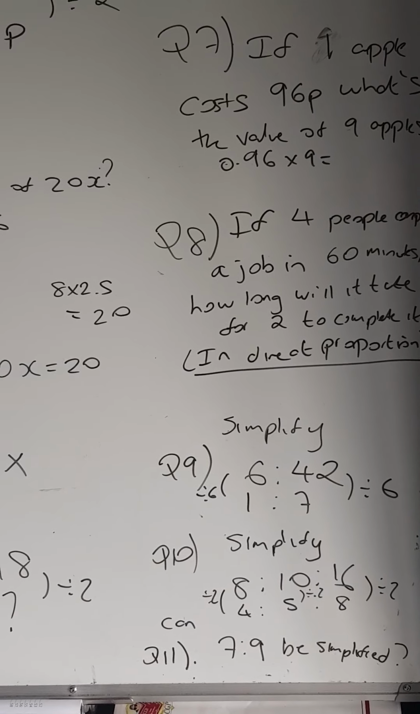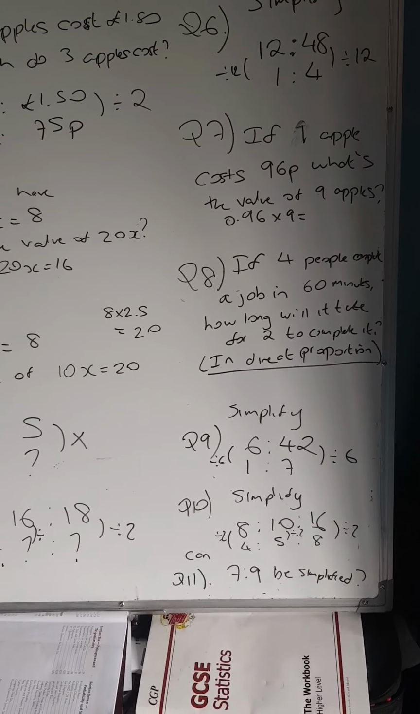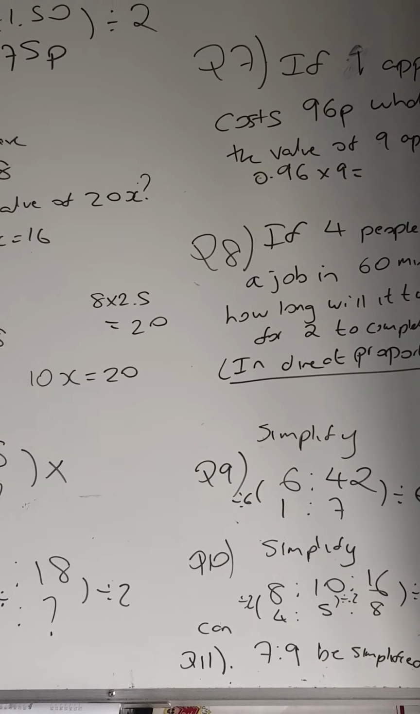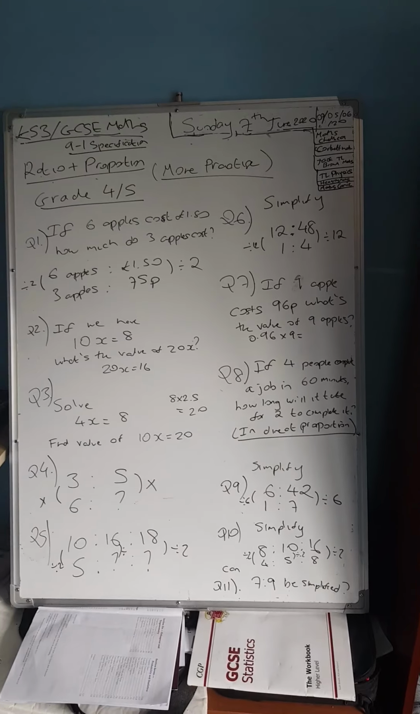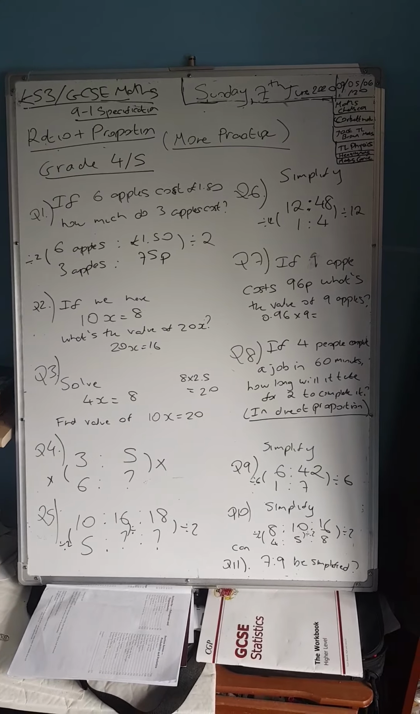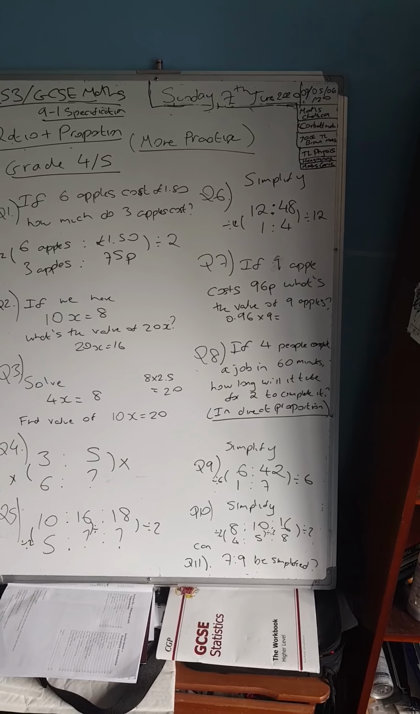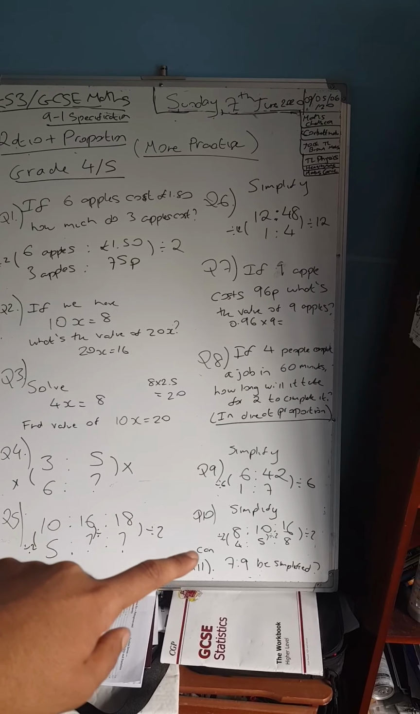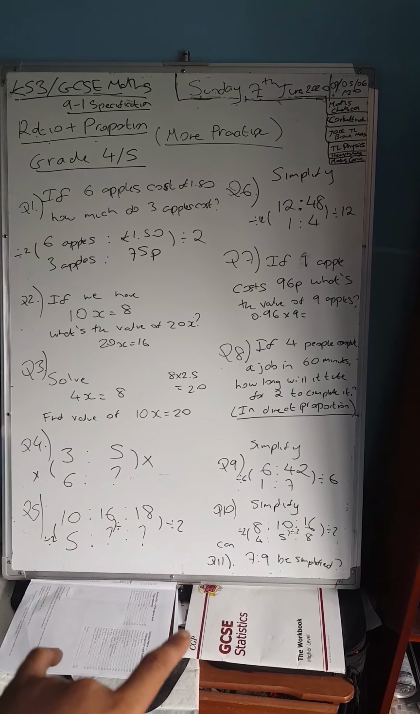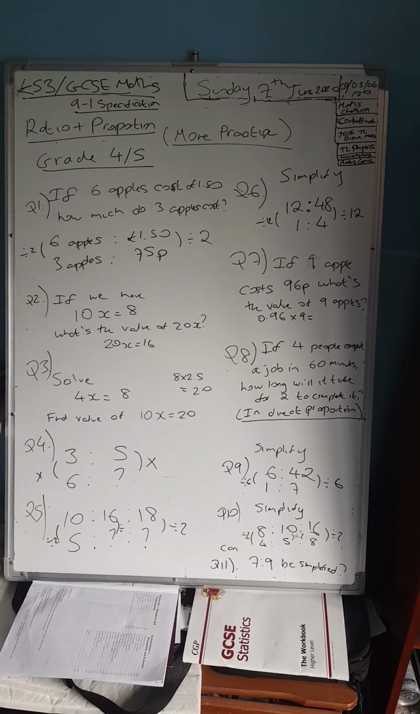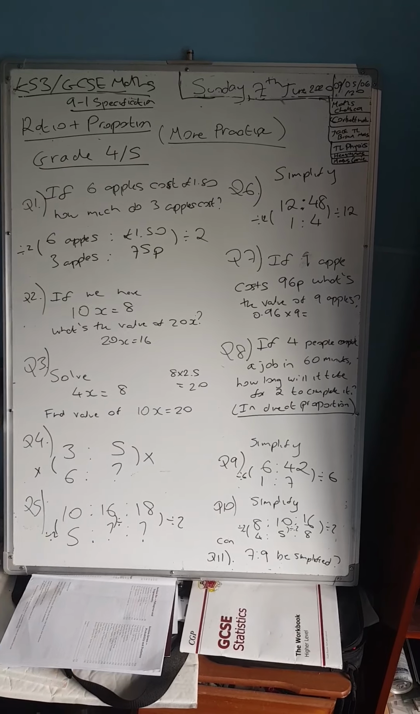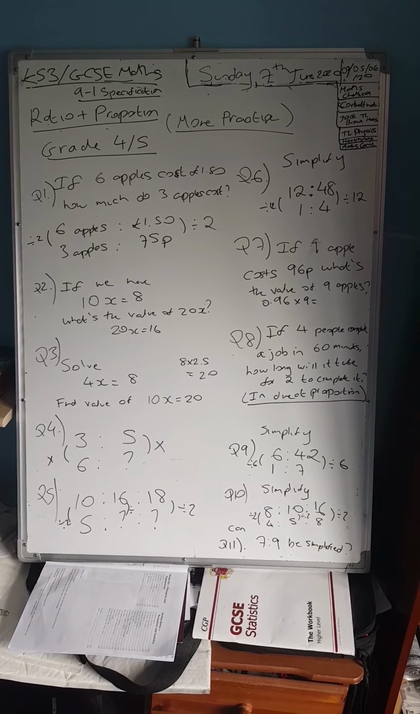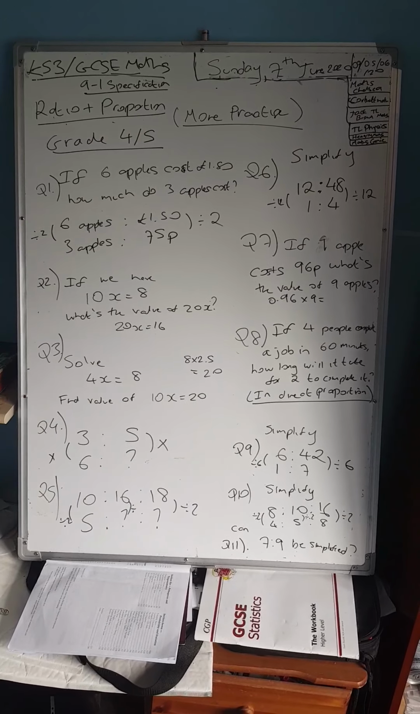And then lastly, can 7 to 9 be simplified? The answer is no, because it has no common factors between 7 and 9. 7's a prime number, and 9 isn't, so there are no whole numbers that go into both 7 and 9. Sometimes they might ask you to write it in the form 1 to n or n to 1. That is quite easy. I have done a video on that a while back now, so if you're interested, check it out.